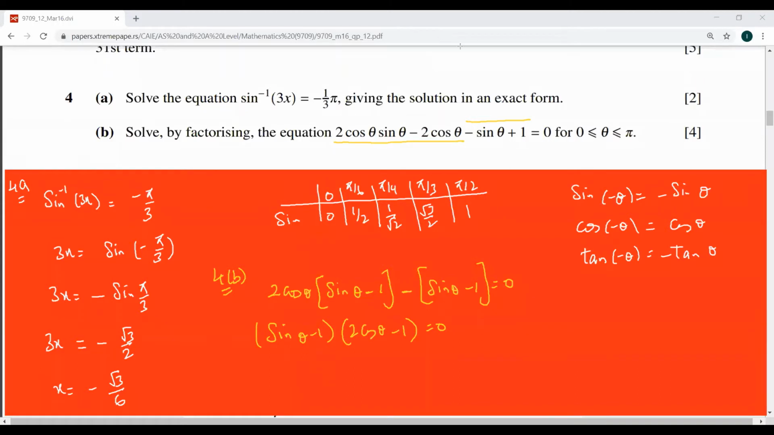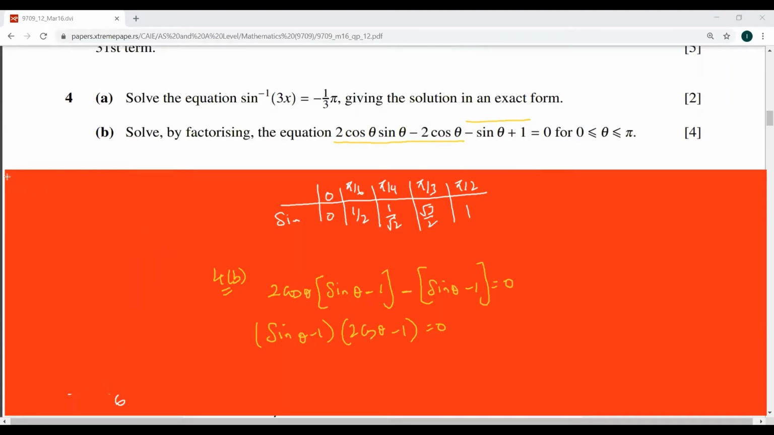So guess what would happen next? We'll equate both of them to 0. Yeah, so we have 2 equations out of it. So now one is going to be sine theta minus 1 equal to 0. This is the domain within which we have to find the value of theta. So theta is sine inverse of 1. Okay, and you see that this is going to be the answer here. So your theta is going to be pi by 2.